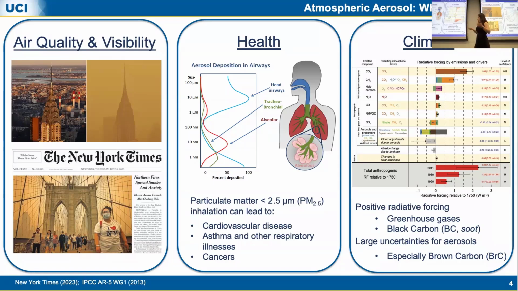But the wildfire brought so much particulate matter into the city. It was pretty unhealthy air quality for people to breathe in. They didn't feel safe. They started wearing masks outside again. And so in terms of human health, we know that particulate matter smaller than 2.5 microns can lead to cardiovascular diseases, asthma, other respiratory illnesses, and cancers if they're inhaled and deposited within the lung tissue.